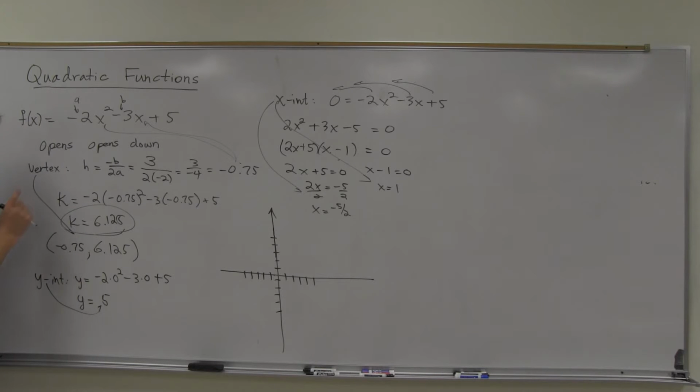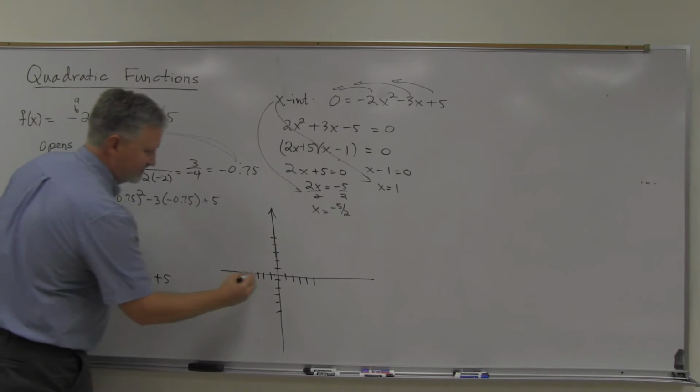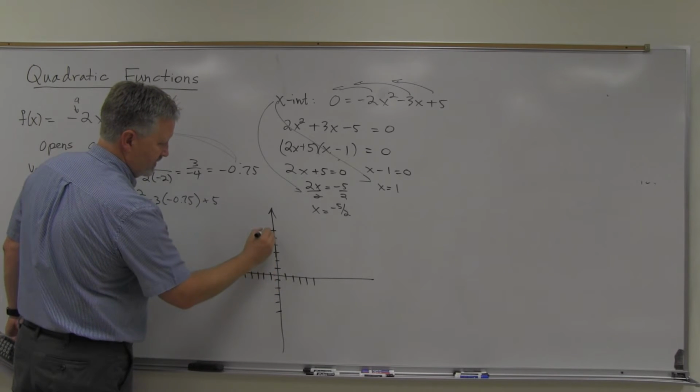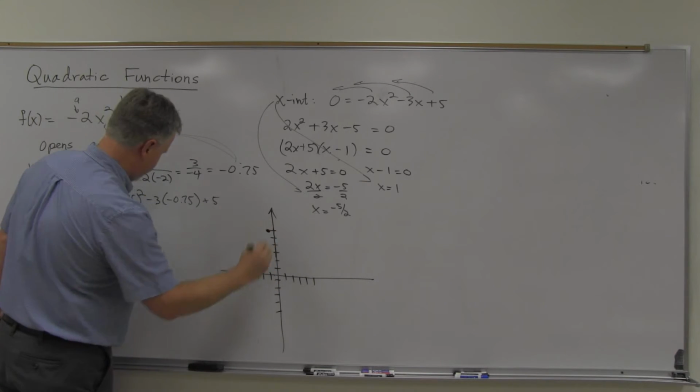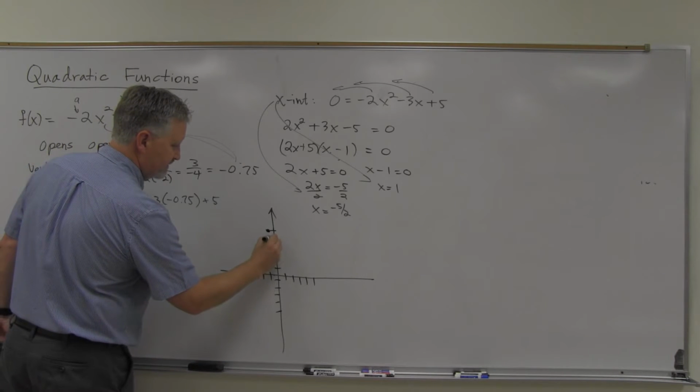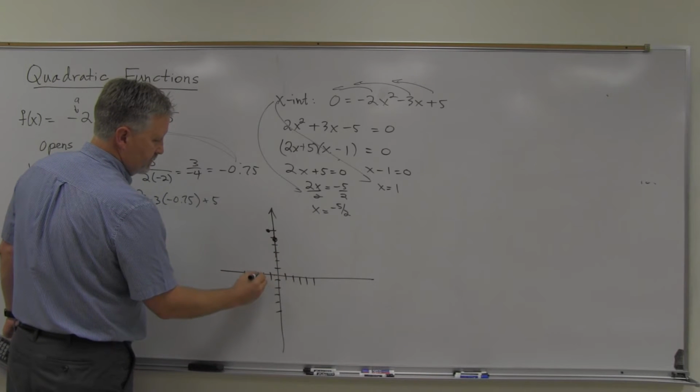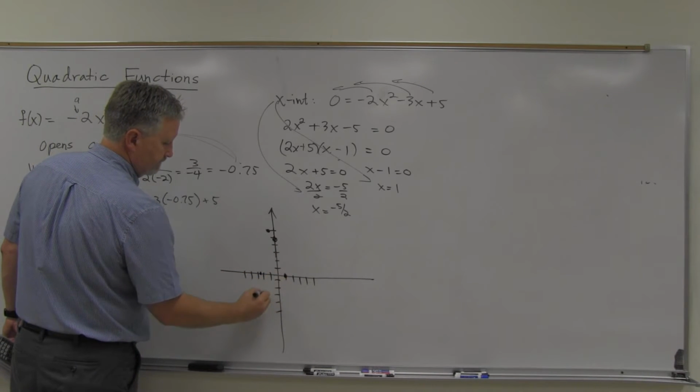All right, so the vertex is -0.75, 6.125. So it's up here, which makes it a whole lot better with my y-intercept being 5, and my x-intercepts being -5/2 and 1. There you go.